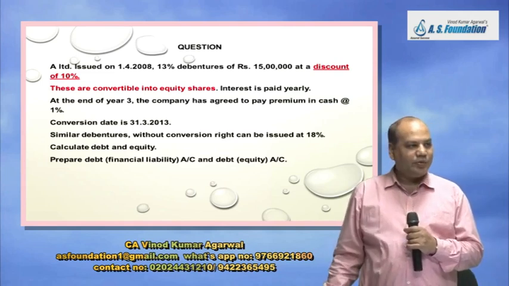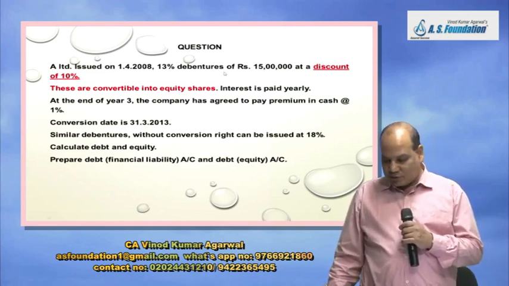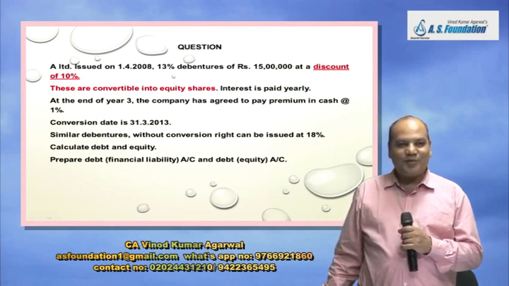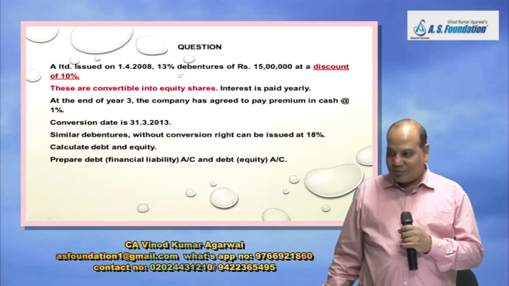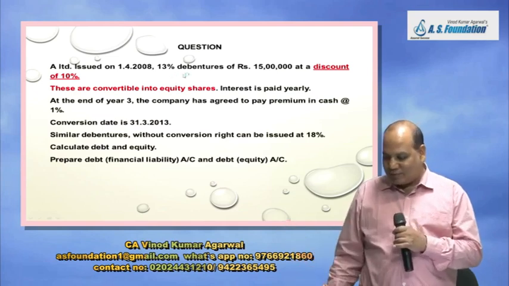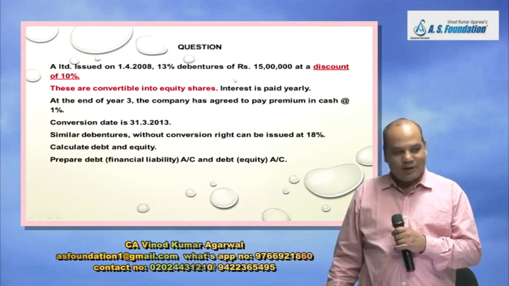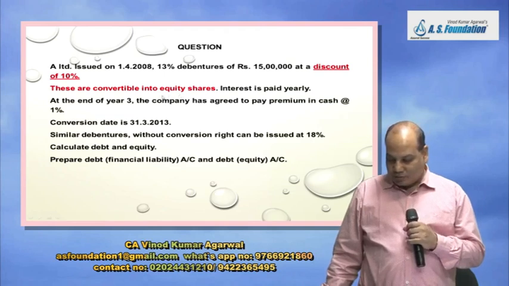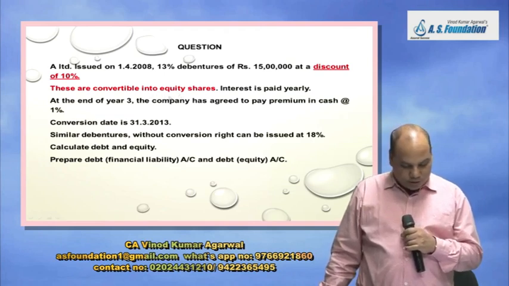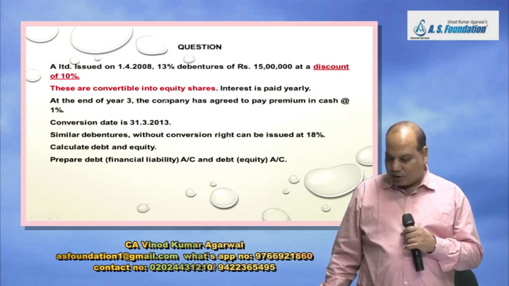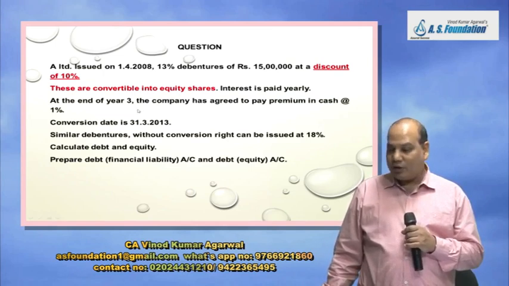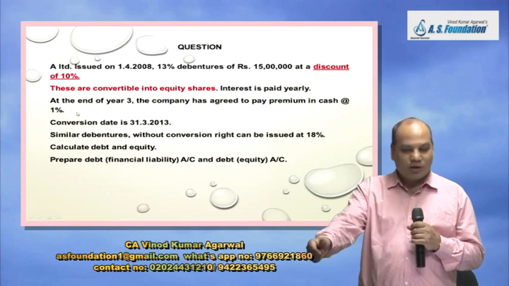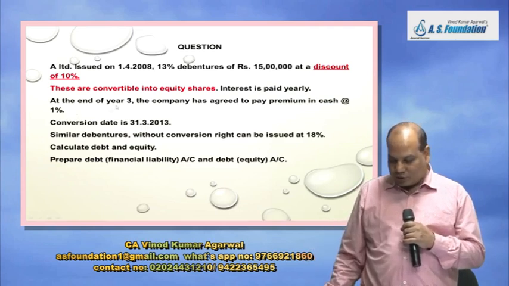Okay, a few more questions we will try. And now your patience level is coming down. A Limited issued on 1/4/2008. But now in the exam, at least your 8 marks are secured. 13% debenture of 15 lakh at a discount of 10%. These are convertible into equity shares. Interest is paid yearly. At the end of year 3, the company has agreed to pay premium in cash at 1%. So one more cash outflow will take place in the third year.